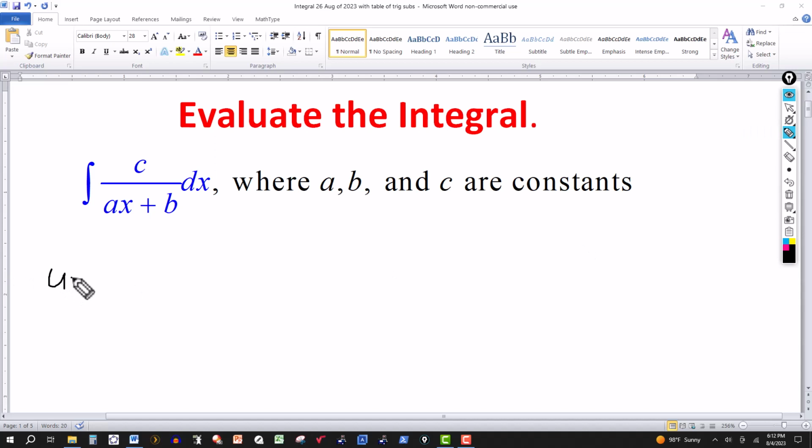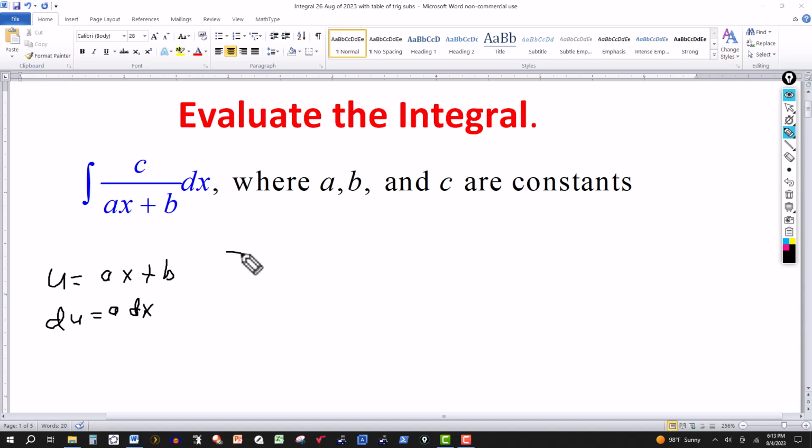I'm going to let U equal the denominator, AX plus B. Then we take the derivative of both sides. The left side will give me a du. The derivative of constant B is 0. And then A is multiplied by the variable. So here we have 1 times A is A. Subtract 1 from the 1, you get x to the 0. So you just get 1, or 1 times A is A. And this will be a dx.